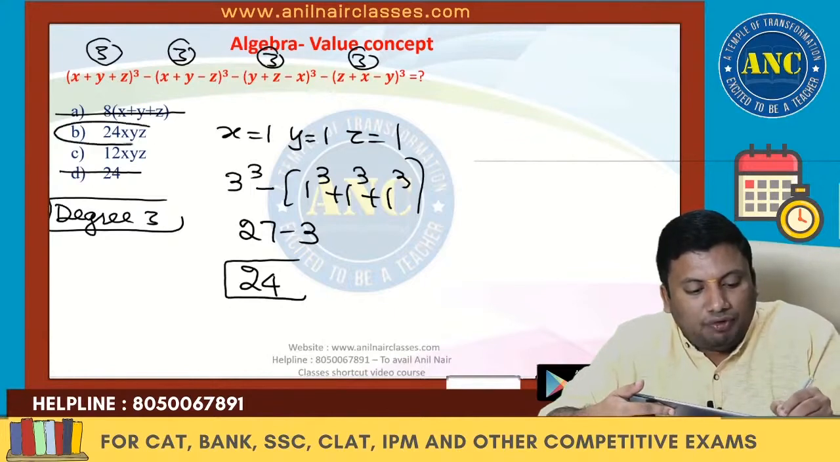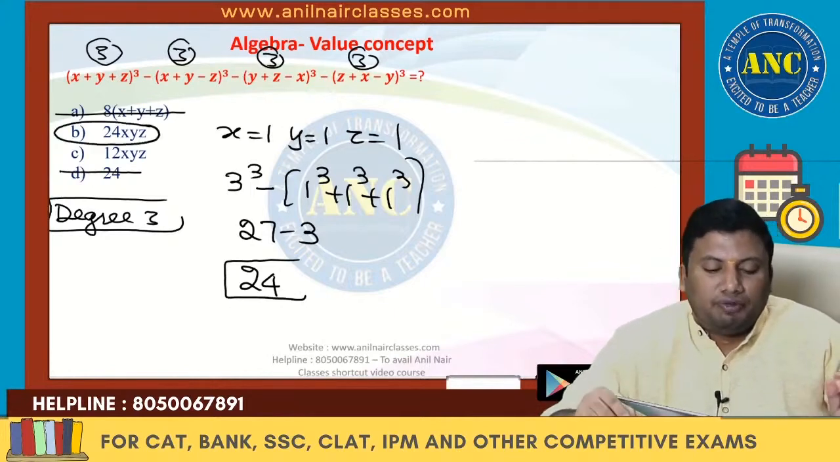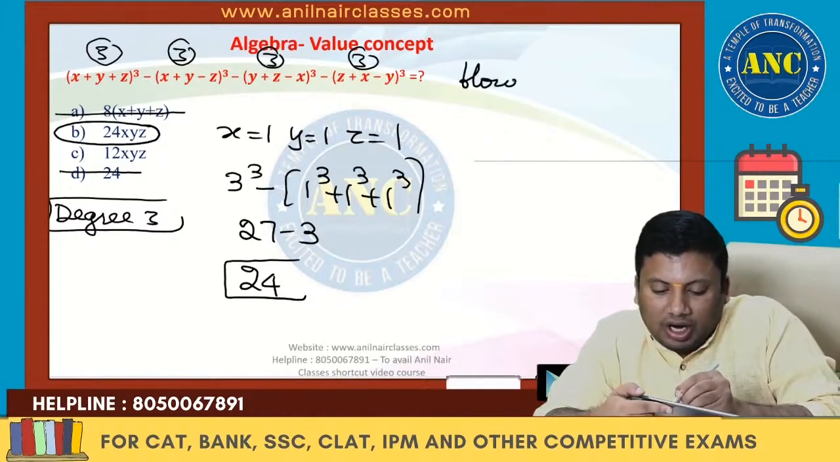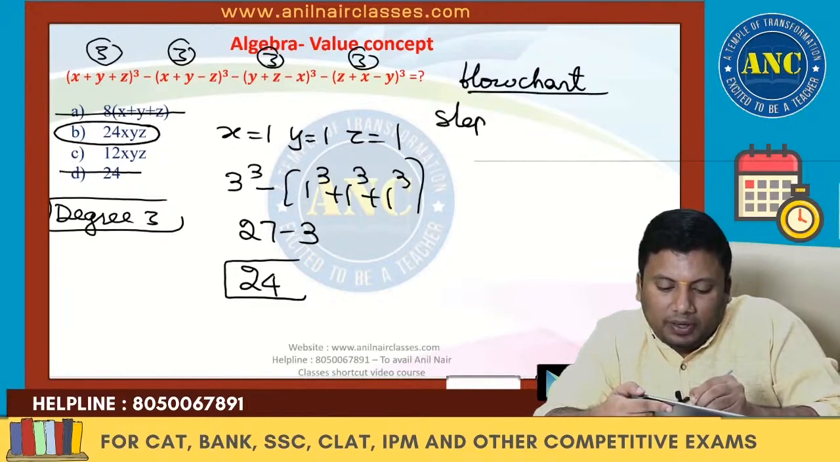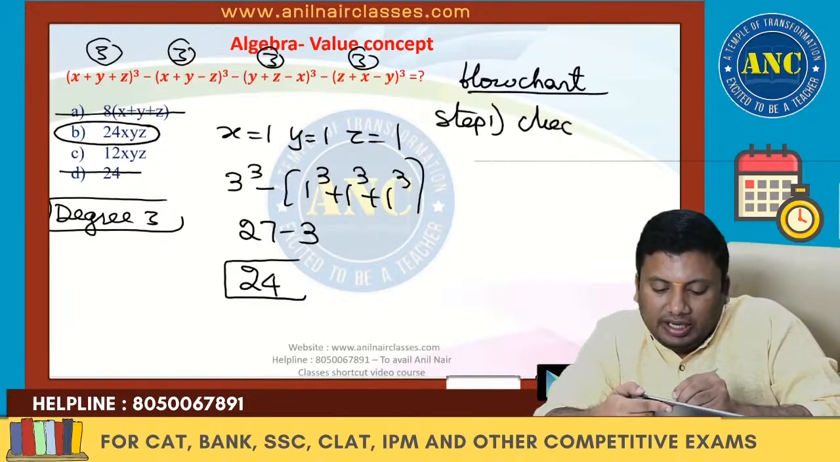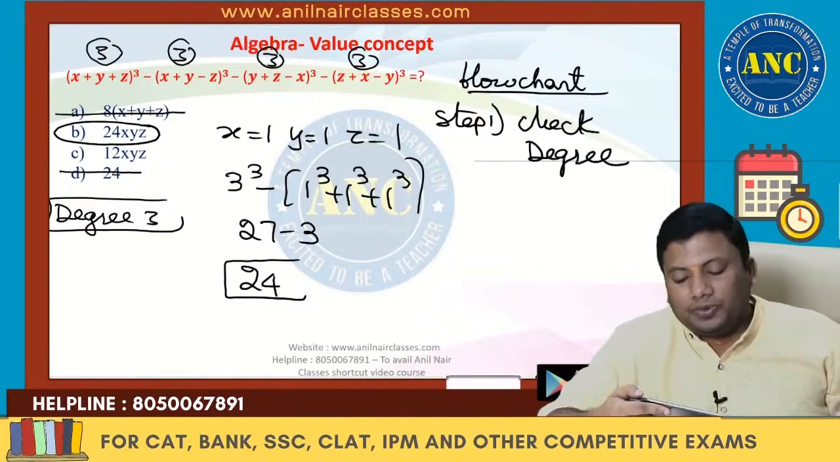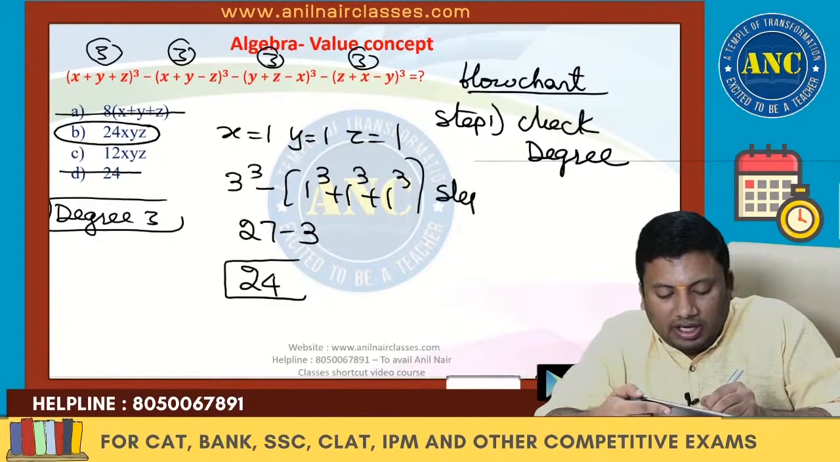So, 24 XYZ, 24 into 1 into 1. Please remember this flow chart. Step number 1: first check the degree. If there is only one option with the degree in the question, that is the answer.